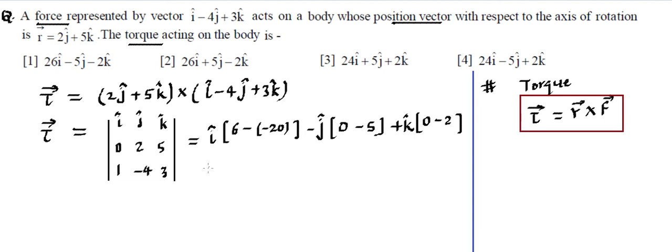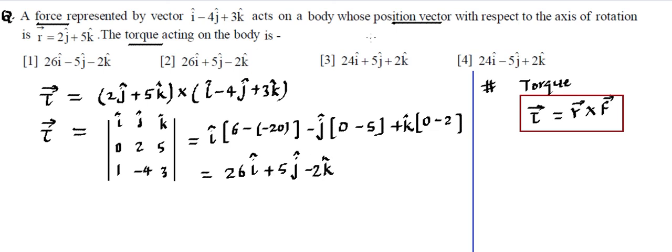Now we can simplify it. 20 plus 6 is 26 i cap, and this is minus and minus, that's plus, so plus 5 j cap, and this is minus, so minus 2 k cap. This is going to be our answer.